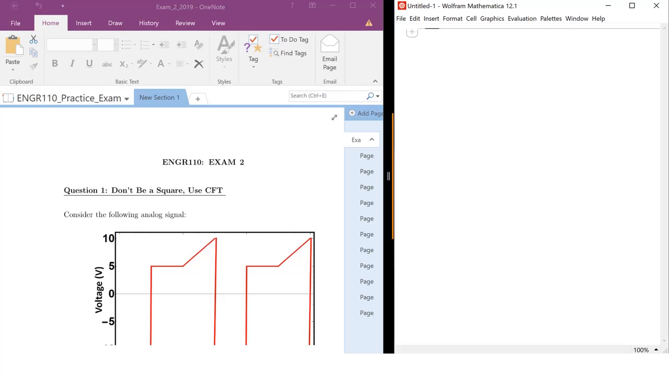So today we're going to solve the first problem of the practice exam for the second exam for Engineering 110, which covers continuous Fourier transform, signal analysis, discrete Fourier transform, signal aliasing, spectral leakage, all that good stuff. So let's go ahead and just dive right in.